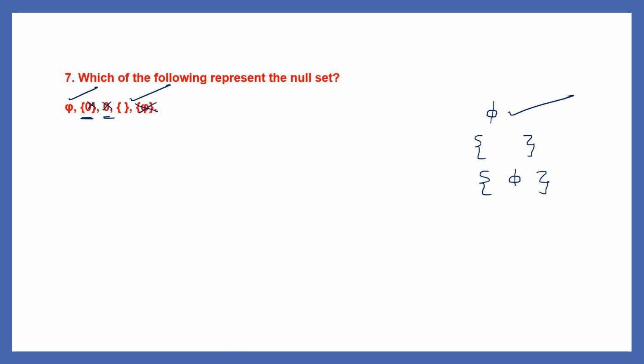So it's only the first one and the fourth one. So these are the two that represent the null set. So this is one symbol. This is the other symbol to represent the null set.